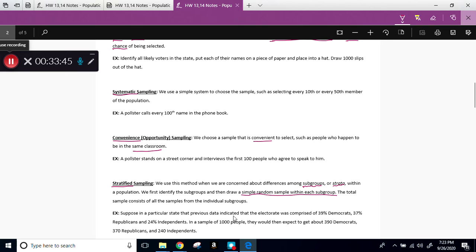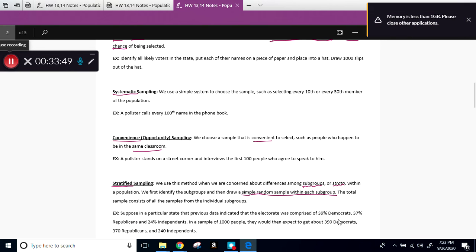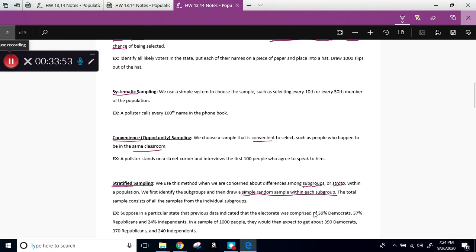So here's an example. Suppose a particular state has previous data that indicated that the electorate was comprised of 39% Democrats, 37% Republicans, 24% independents. That's a lot of independents in that particular state. In a sample of 1,000 people, they would then expect to get about 390 Democrats, 370 Republicans, and 240 independents.